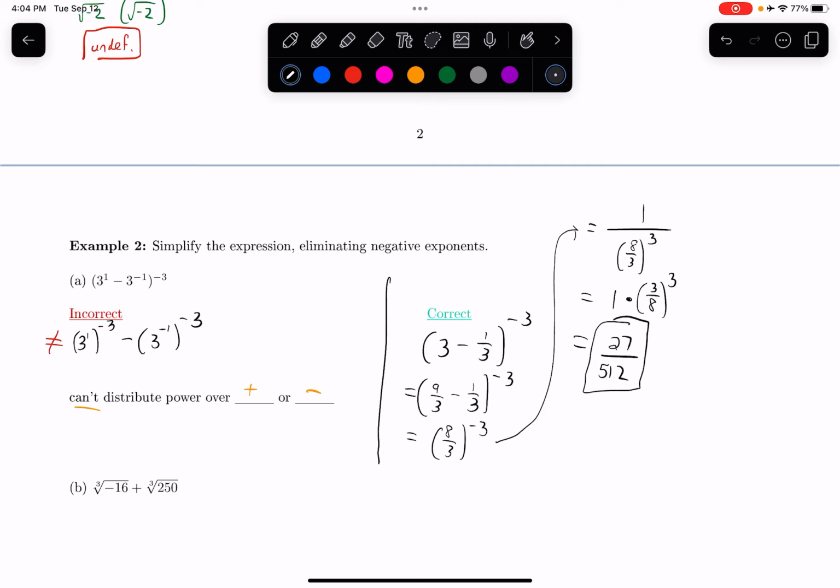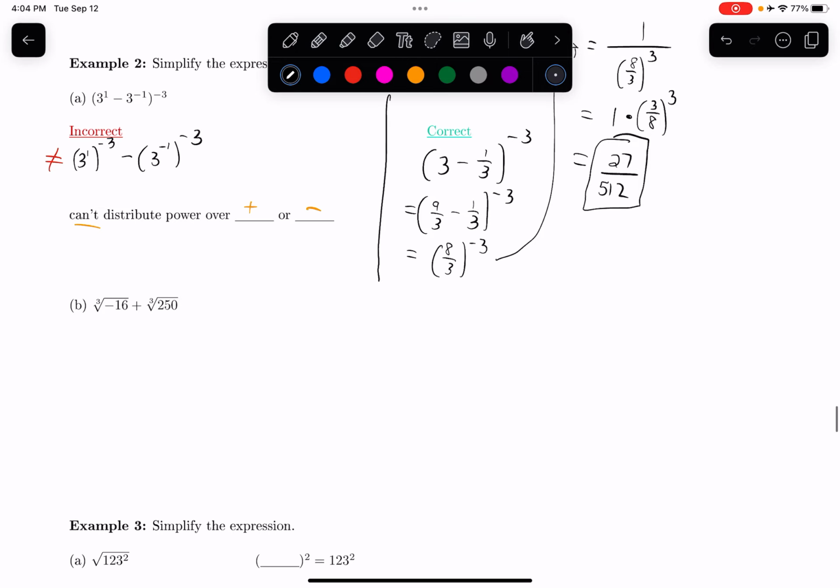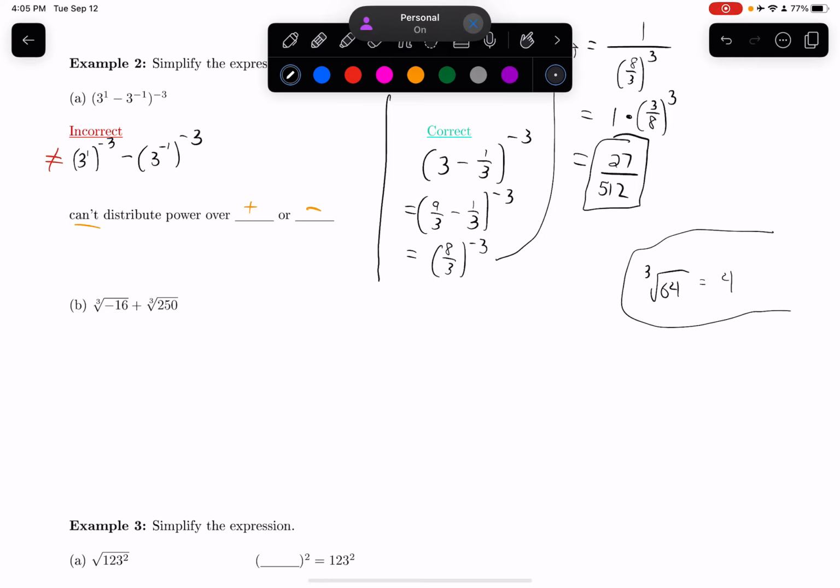All right, let's do another example, part B here. This time I have a problem with some roots: the cube root of negative 16 plus the cube root of 250. All the examples we've looked at so far involving roots have simplified perfectly into whole numbers. Like the cube root of 64, that's really nice. That ends up just being 4, because 4 cubed is 64.